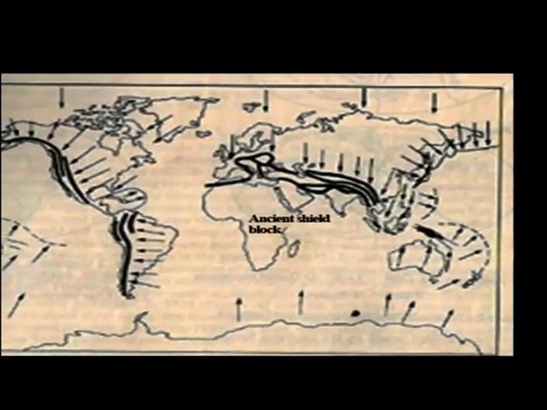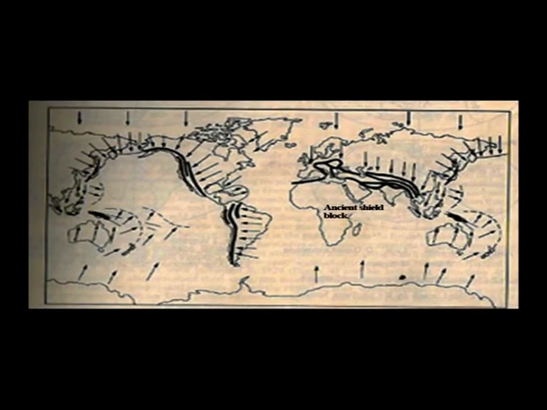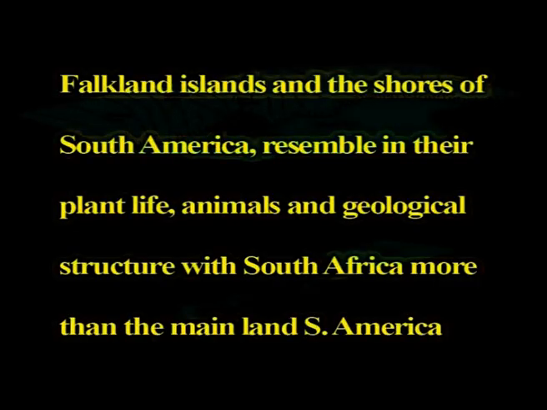This extraordinary migration shows that once the Americas were joined with Europe and Scandinavia. So another evidence supporting the theory of continental drift is the flora and fauna, their fossils on either side of the Atlantic, that means South America as well as North America, and also most of Africa are similar, demonstrating thereby that the two portions must have been sometime together. For example, the Falkland Islands and the shores of South America resemble in their plant life, animals and geological structure with South America more than the mainland of South America.